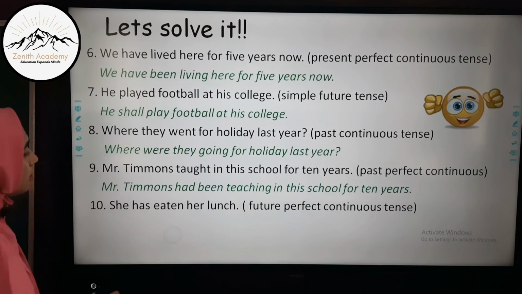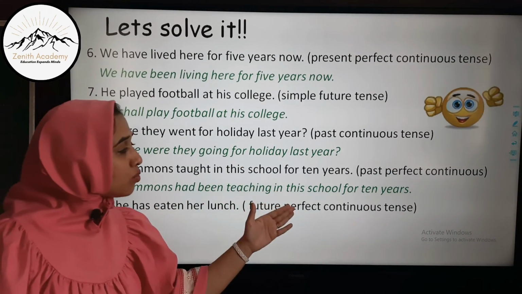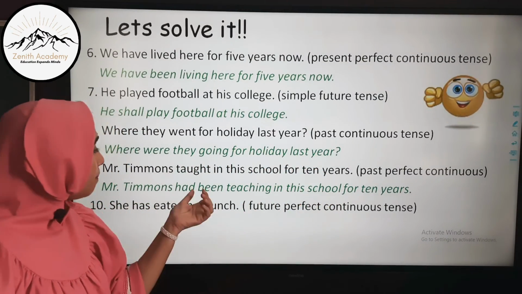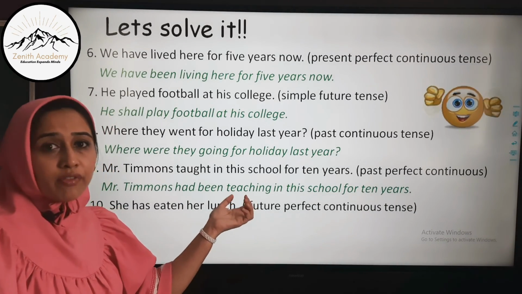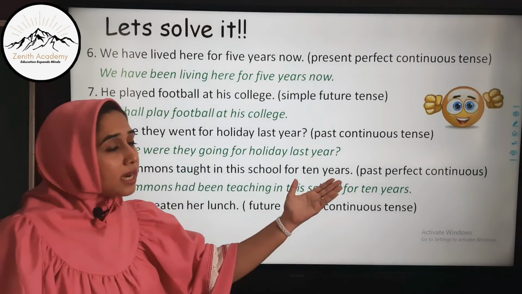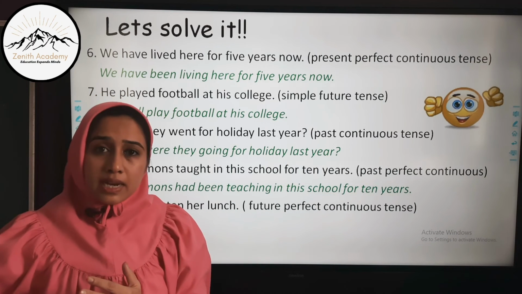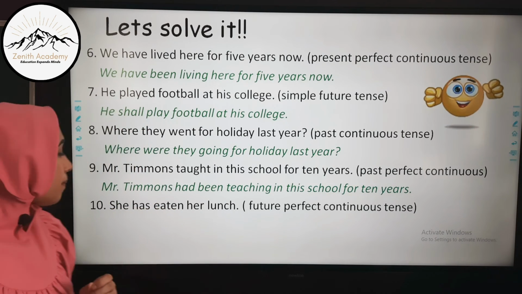So it becomes, Mr. Timmons had been teaching in the school for 10 years. Had because it is the past tense, been because it is perfect tense, and teaching, the ing form of the verb teach, because it is a continuous tense. We are talking about some action that was continued in the past.